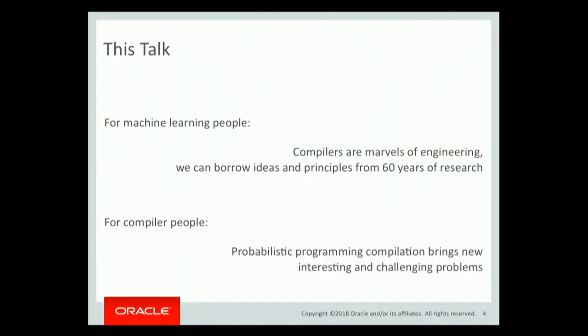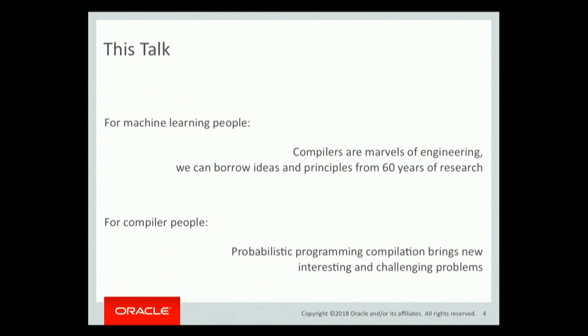Given that I have a foot in each of the two communities, PL and machine learning, I figured I would try to give a talk that would have a message for both. For my friends from machine learning, I would like to argue in the amount of time that I have that compilers are really fascinating, and there's been more than 60 years of research in compilers, and there are a lot of principles, many of which are very interesting and good to keep in mind when we attack the problem of compiling probabilistic programs. On the other hand, I would like in this talk to go through a very simple example of a compilation problem that is very typical of probabilistic programming, something that is completely different from what we're used to in the world of PL.